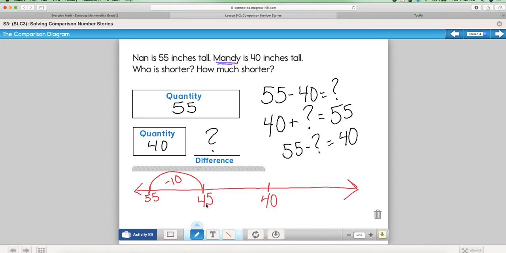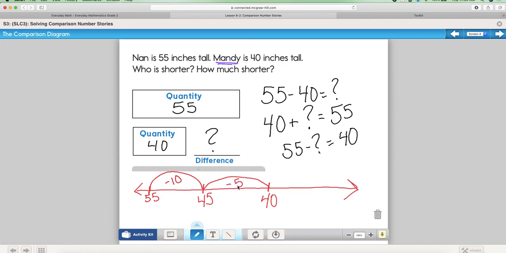I'm getting closer to 40, but I'm not quite there. I need to do another jump. What kind of jump do you think I should count back this time? 5. Now it looks bigger because I just happened to leave a big gap. So I'm counting up or down? Down. So I'm going to go minus 5.